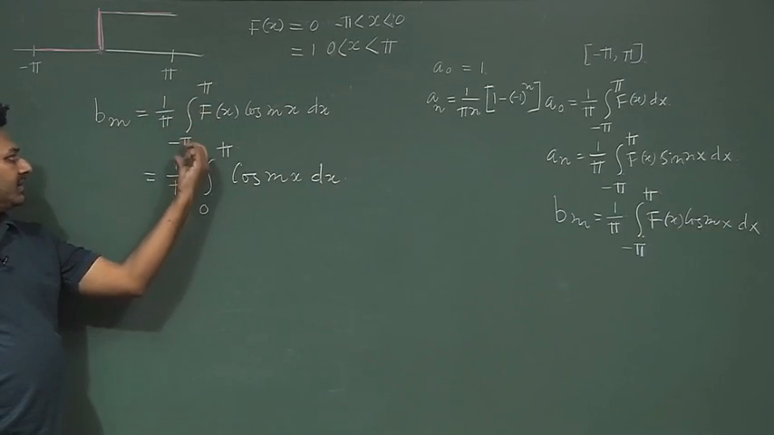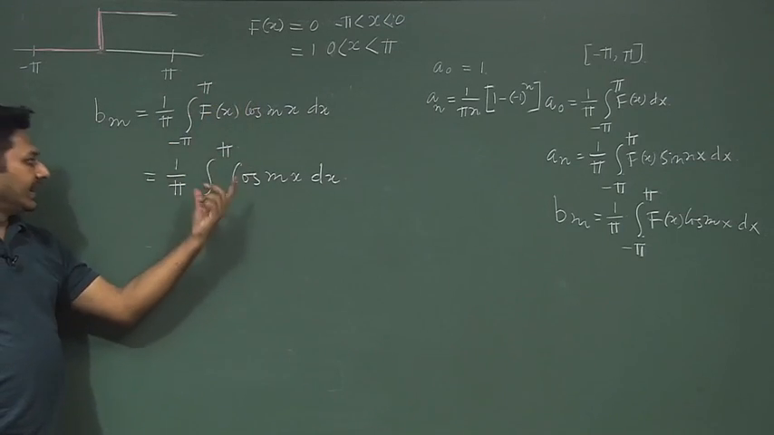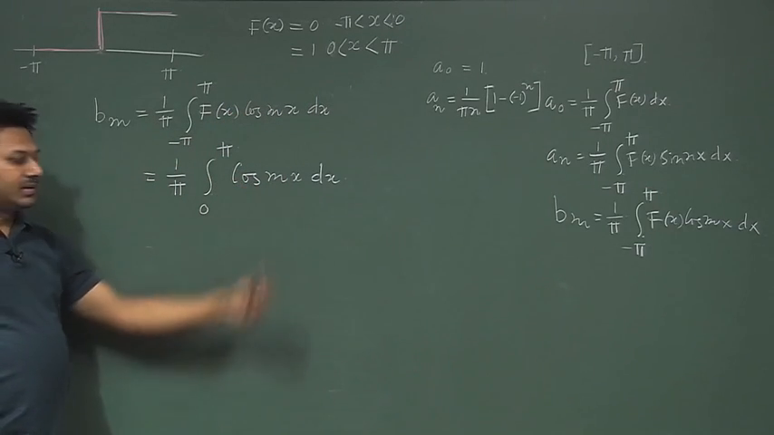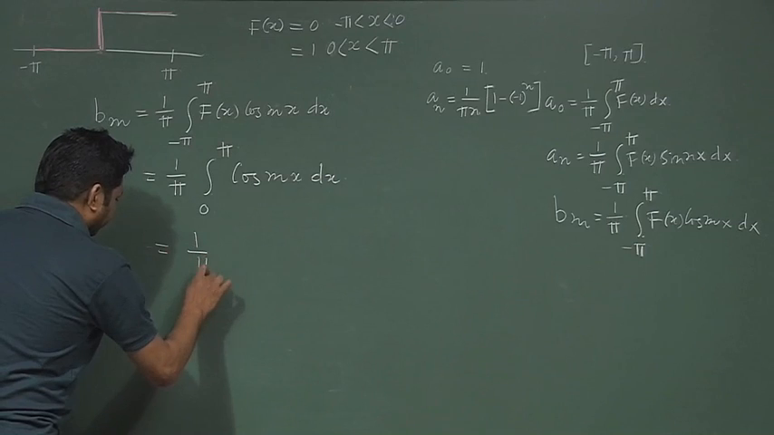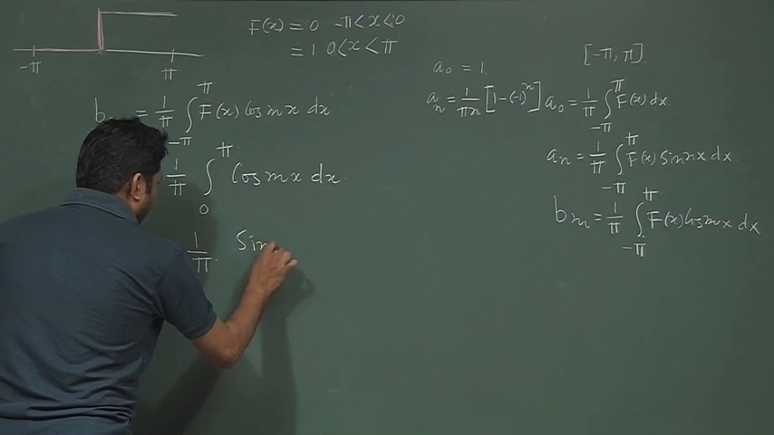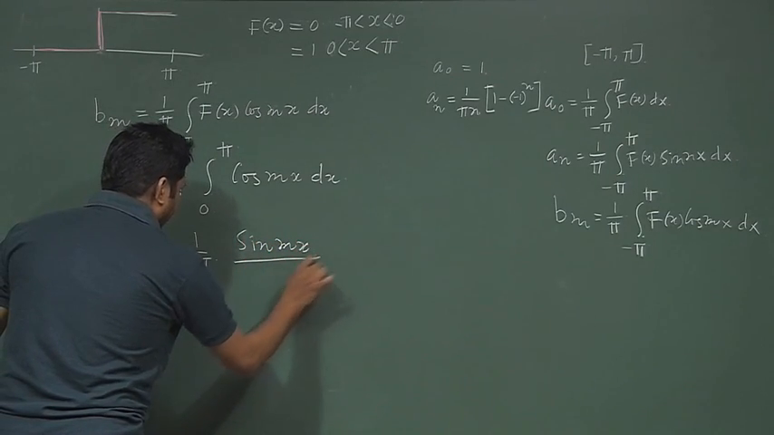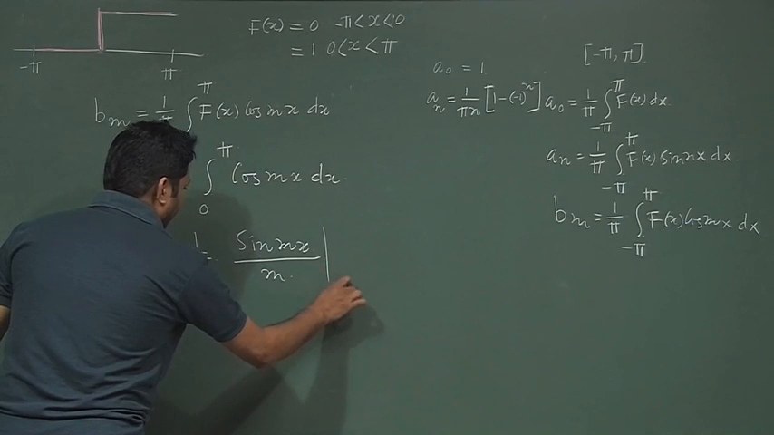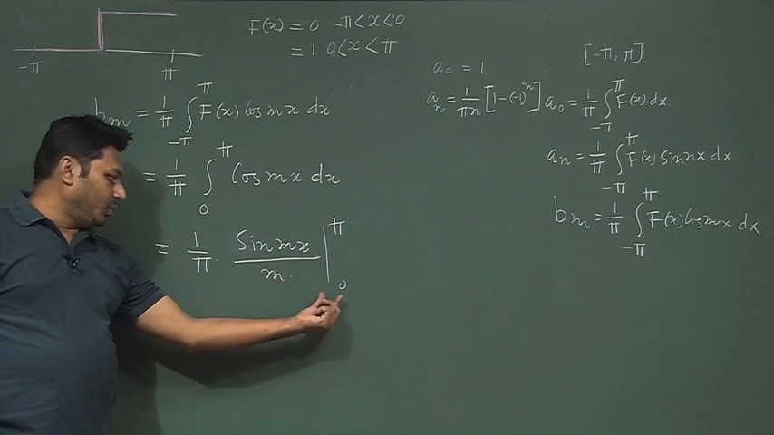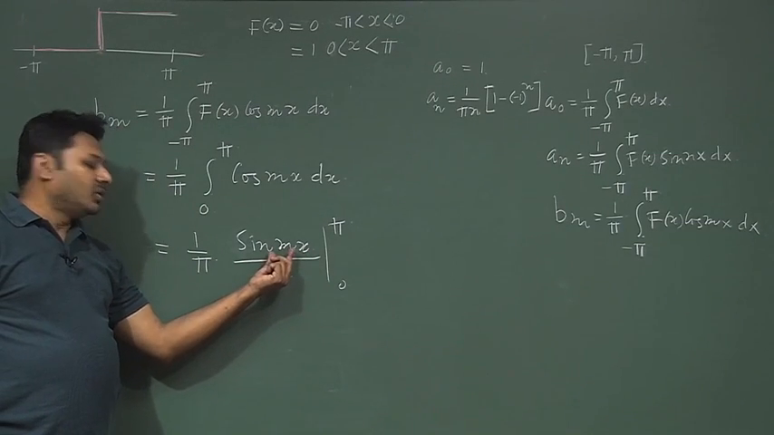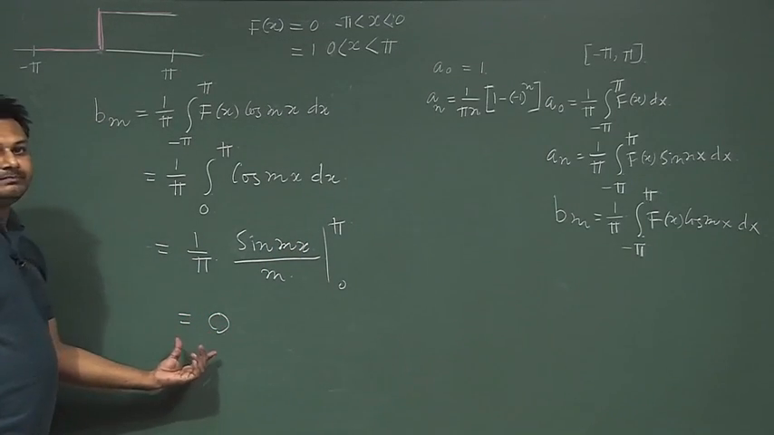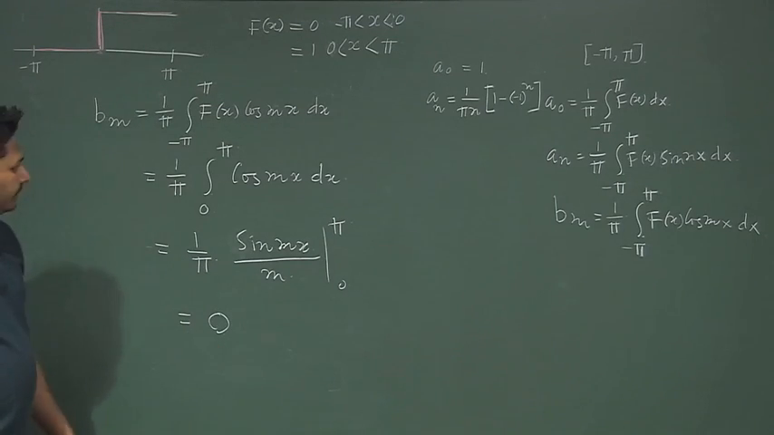I believe I do not need to explain why it is this, because it is a similar way. If I put the limit minus pi to 0, it will vanish, and then only the contribution of the function is coming from this 1. So, 1 multiplied by cos of mx. When I am integrating cos, it will be sin of mx divided by m with the limit 0 to pi. Now, we know that sin m pi is 0, and if I put 0 in the lower limit also it is 0. So, this contribution is essentially 0.